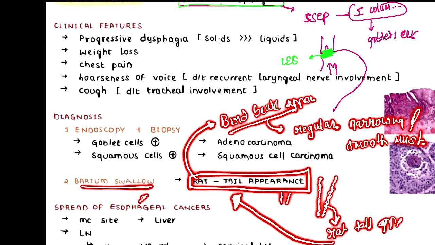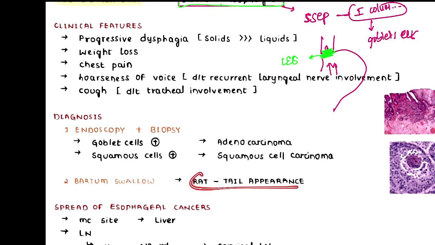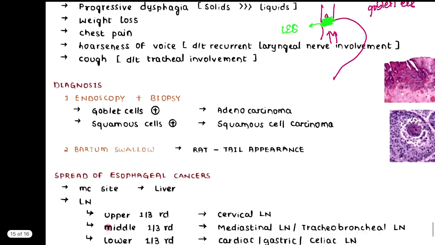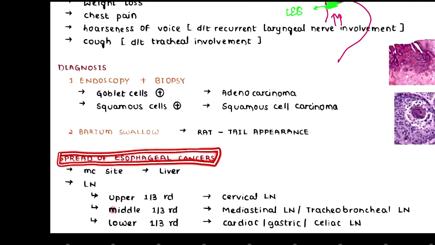So if there is regular narrowing of smooth muscle, that is the broad beak appearance, and it is mainly seen in the case of achalasia cardia. But if there is a rat tail appearance, irregular narrowing of the lumen of the esophagus, then that will be the condition of an esophageal tumor. Now, since we are talking about cancers, there would obviously be spread of cancers also.